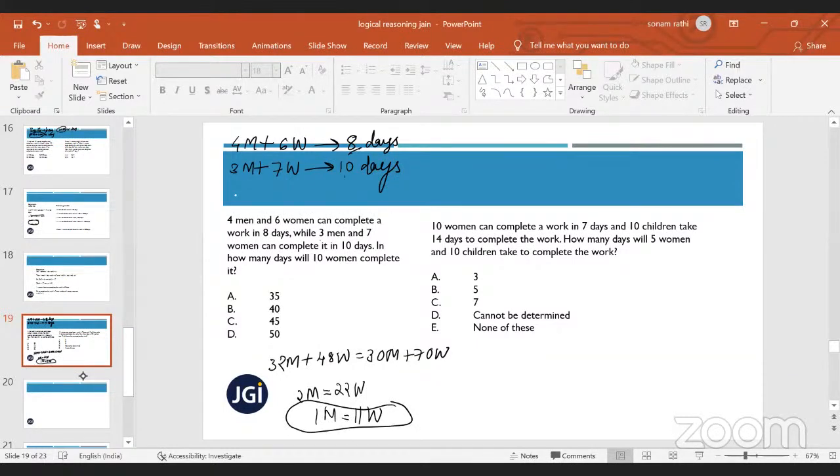Now they are asking for 10 women. So 1 man is 11 women. Put it in the first equation. 4 men is 44 women, plus 6 women is 8 days. So it means 50 women is 8 days. We need to calculate 10 women, so divide by 5, which means multiply the days by 5. 40 is the answer. Second question, same manner, nothing difficult.